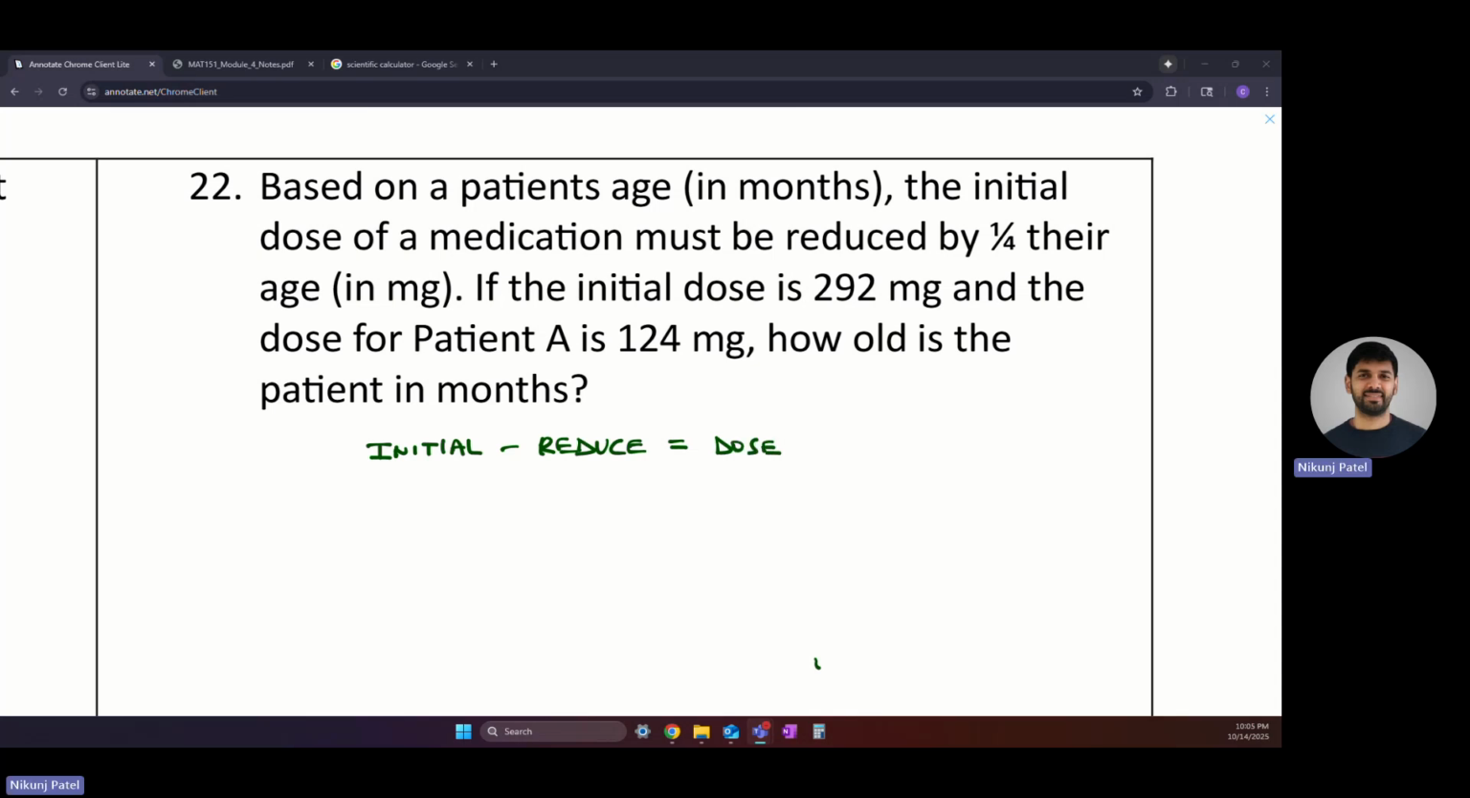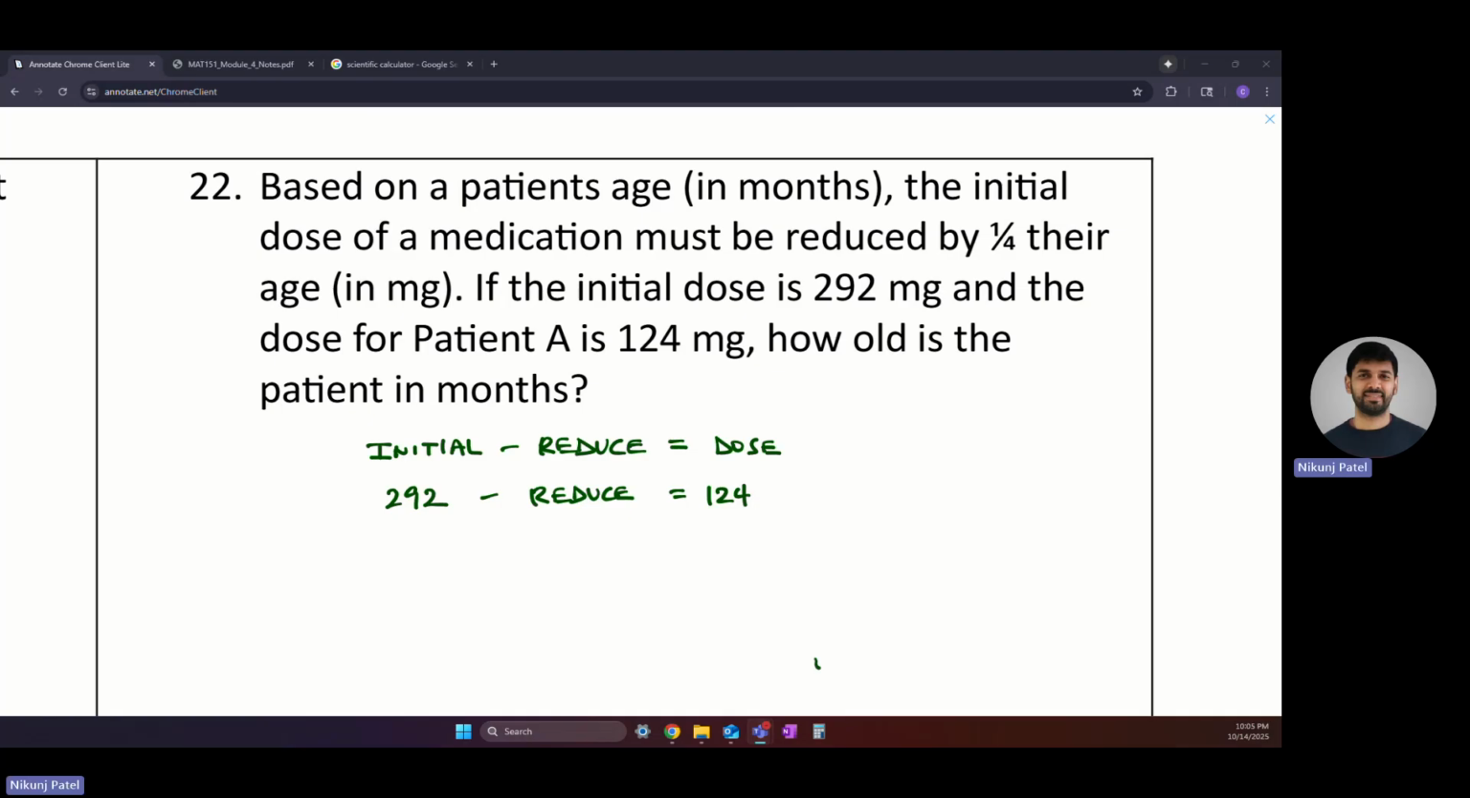So we have initial minus the reduced amount is equal to their dose. And if we take the 292 as their initial dose, and we think about, well, we're not sure how much it got reduced by, but we do know that their current dose is 124.